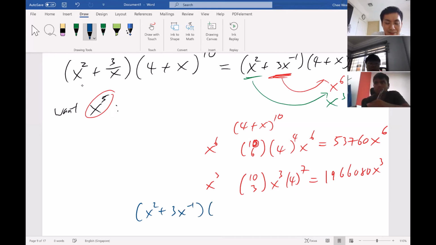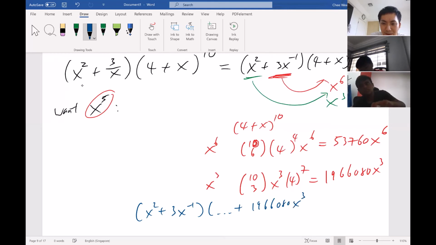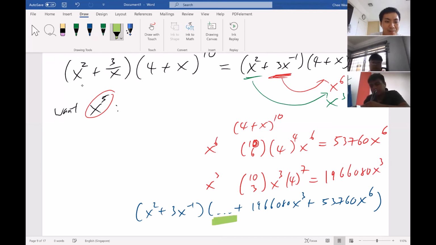Then you can just write dot dot dot first. You can write dot dot dot in front or behind, up to you. Then plus 1966080 x to the power of 3 plus 53760 x to the power of 6. They are not in sequence, but it doesn't matter. Everything else is just chucked under the dot already.